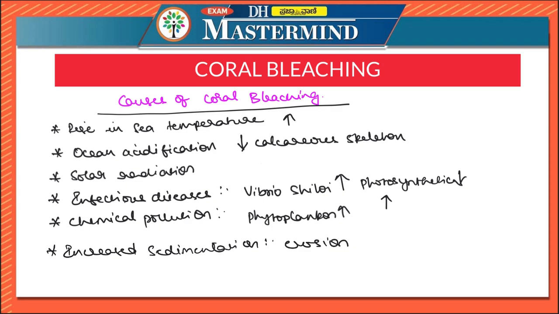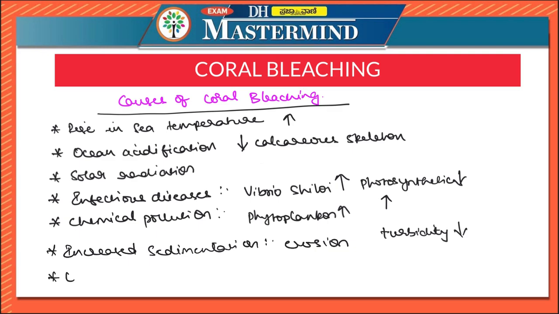When the turbidity of the water increases, then the solar radiation will not be able to reach the zooxanthellae, which have the capability of photosynthesis. As the zooxanthellae will not be able to produce food due to inhibited photosynthesis, the corals will get under more stress, resulting in coral bleaching.